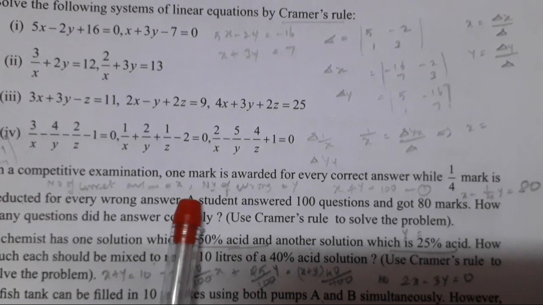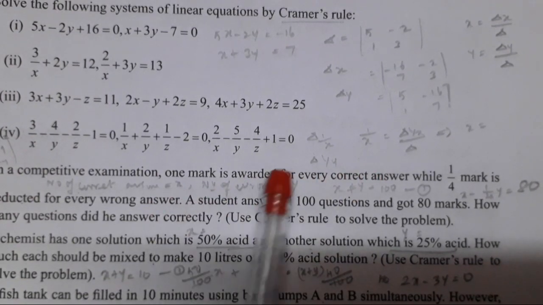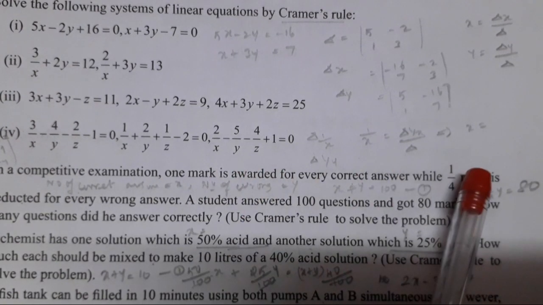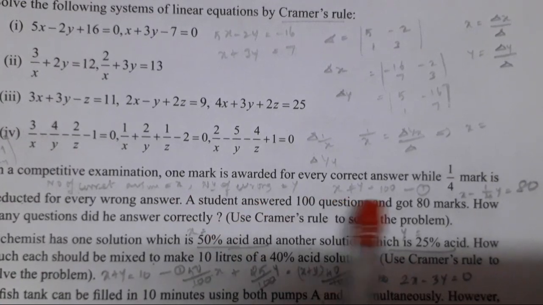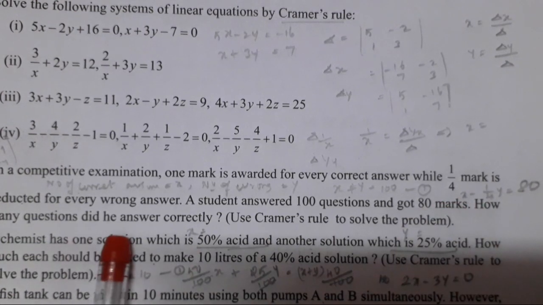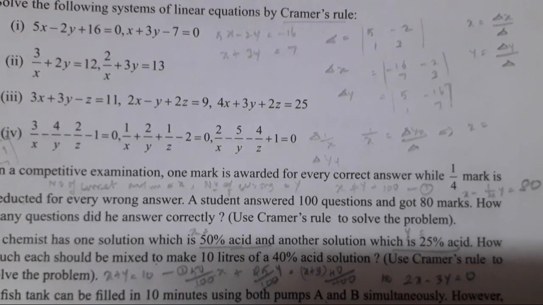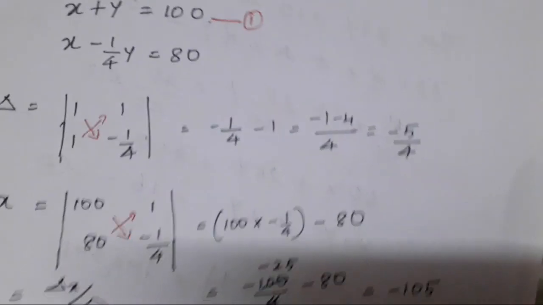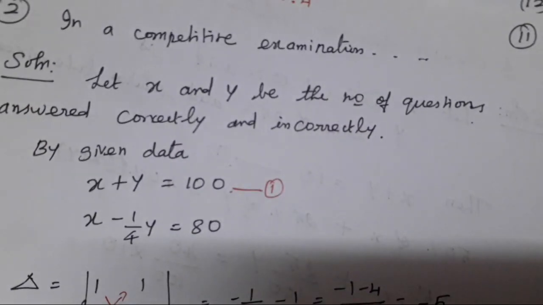In the competitive examination, 1 mark is awarded for a correct answer. If he answered correctly, he gets 1 mark. If he answered wrongly, 1 by 4 mark is deducted. The student answered 100 questions and got 80 marks. What is asked? How many questions did he answer correctly? Use Cramer's rule to solve the problem. Now listen here. What is the solution? See the solution.